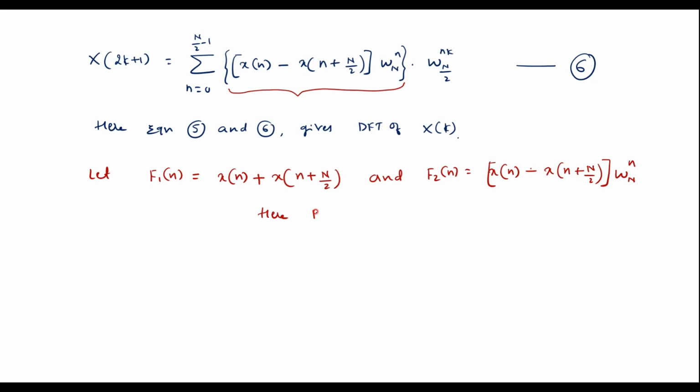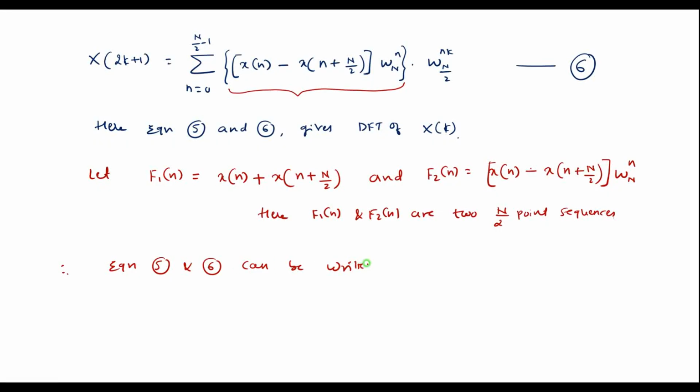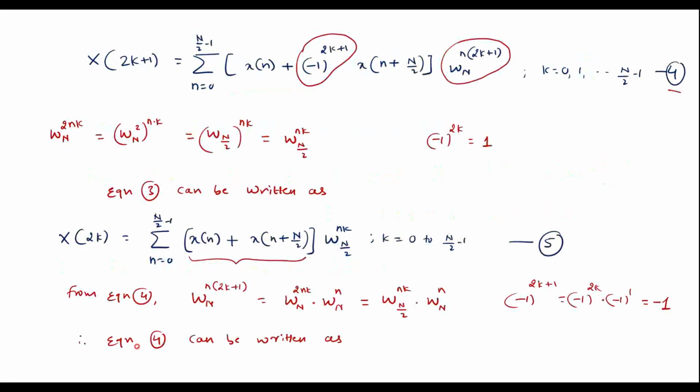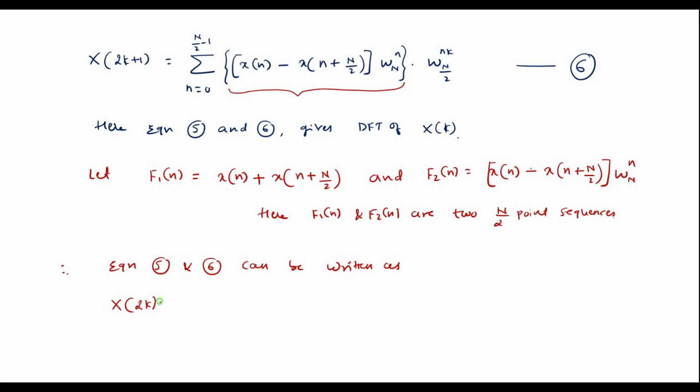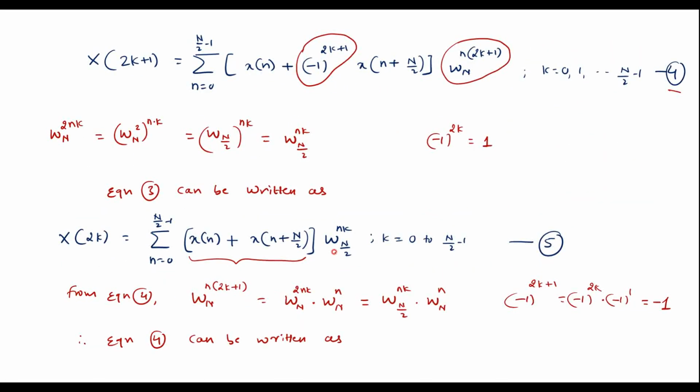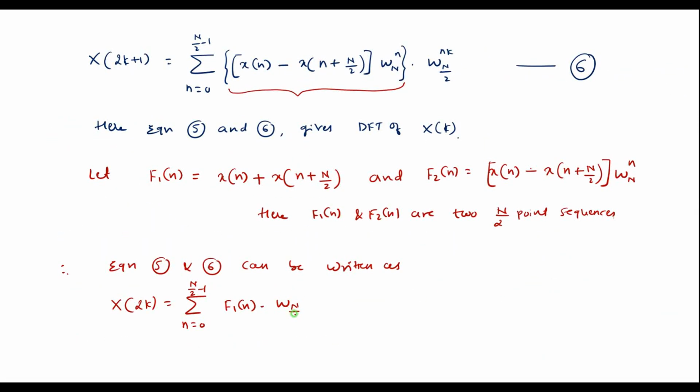Now, equations 5 and 6 can be written as: x of 2k is equal to summation n equal to 0 to N by 2 minus 1 of f1 of n into W_{N by 2} power nk, where k is equal to 0, 1 up to N by 2 minus 1.